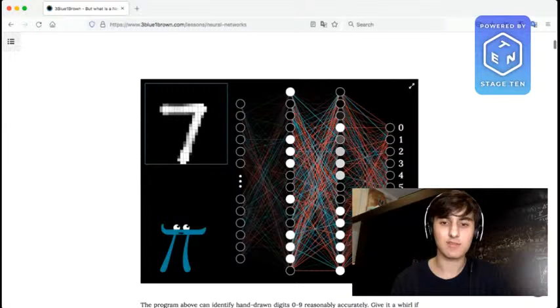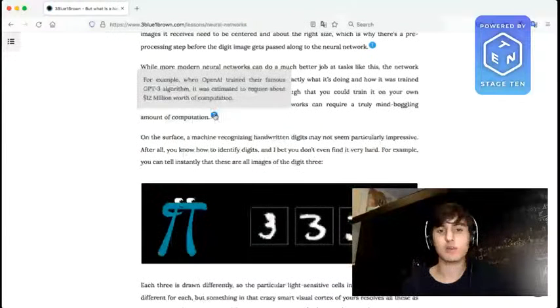While more modern neural networks can do a much better job at tasks like this, the network above is simple enough that you can understand exactly what it's doing and how it was trained with almost no background. It's also simple enough that you could train it on your own computer, while training more sophisticated networks can require a truly mind-boggling amount of computation. Let's see what this is about. For example, when OpenAI trained their famous GPT-3 algorithm, it was estimated to require about $12 million worth of computation. I have not heard of that before, but definitely look into what exactly that algorithm is.